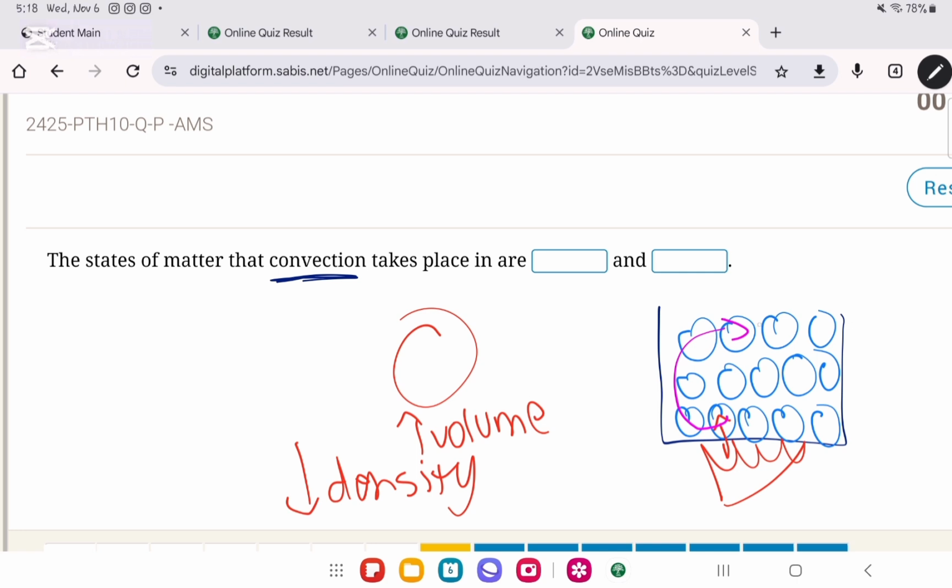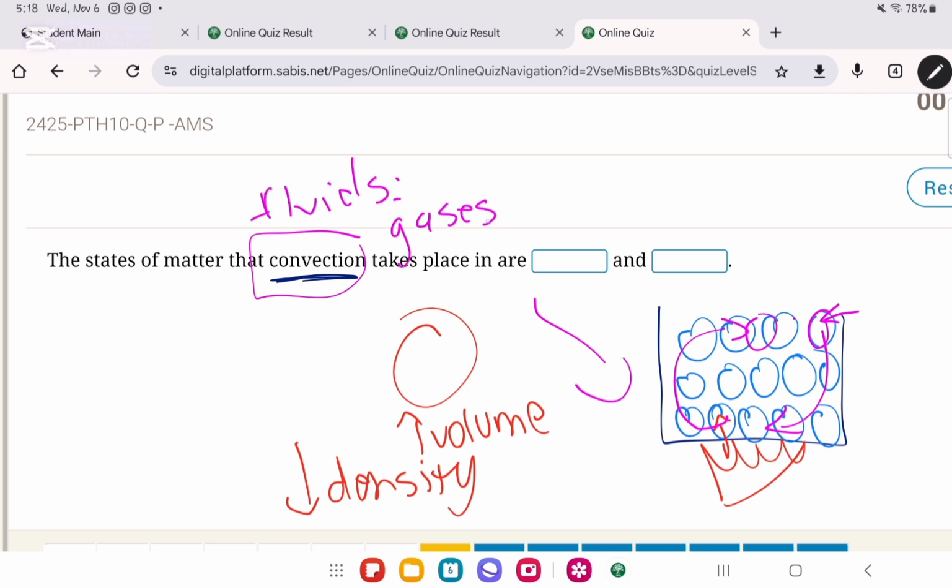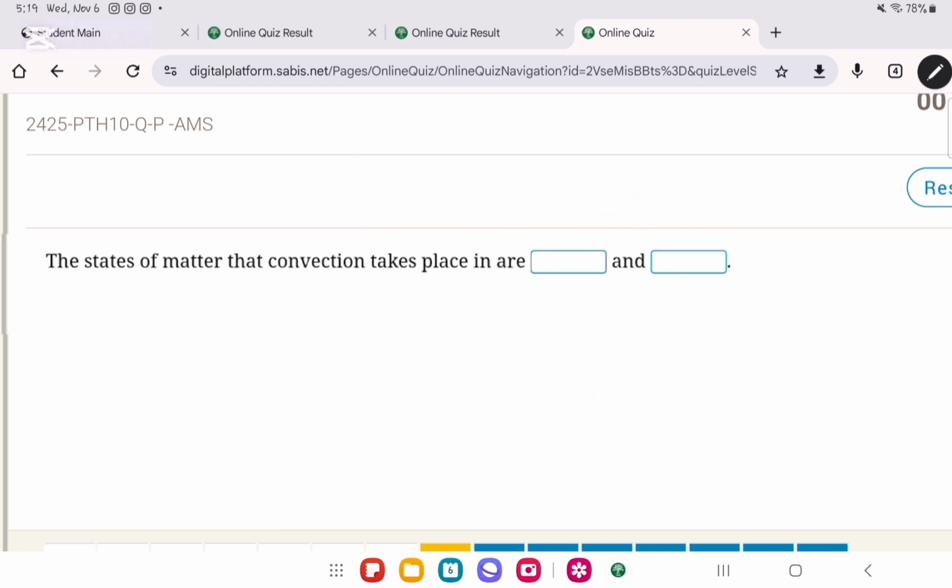Then it will replace these particles over here. Now these particles become what? They become more dense, and the more dense will flow downwards. So remember, the states of matter that convection, which is this process, takes place in are fluids, and fluids include only gases and liquids.